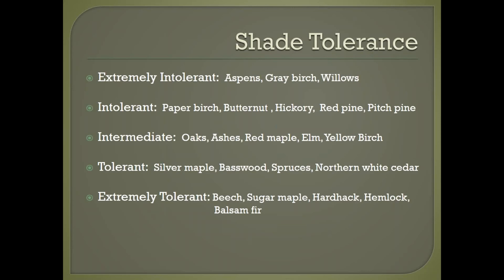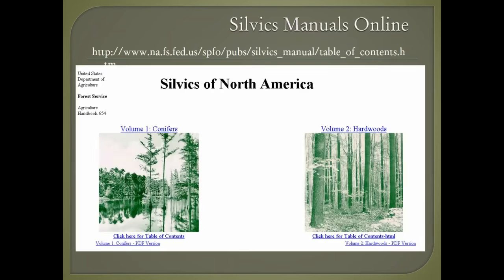So we know that if we have a forest of beech, sugar maple, hemlock, the only way we're going to get aspens and gray birch into that forest is if there is a large enough disturbance to open up that forest for sunlight to hit the forest floor. So all of those things help us determine how we manage the forest.